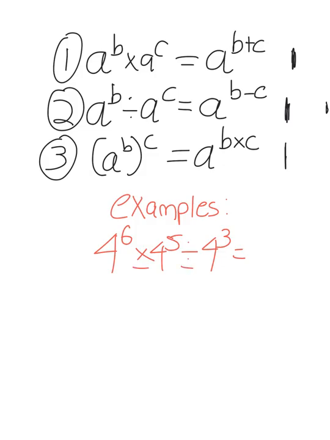Remember, with BODMAS or BIDMAS, whatever you want to call it, if I have a times and divide, I do whichever occurs first, left to right. So first I do the times, 4 to the power of 6 times 4 to the power of 5, then divide 4 to the power of 3. Now I subtract the indices because I'm dividing, and I get 4 to the power of 8.